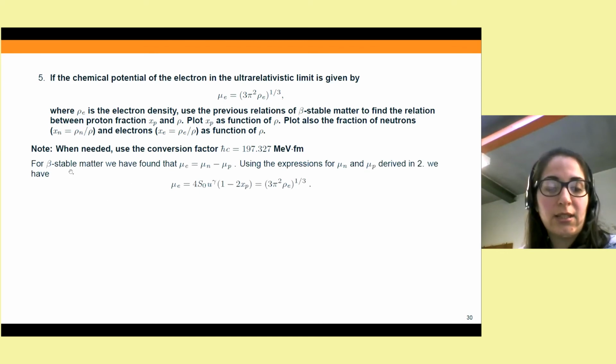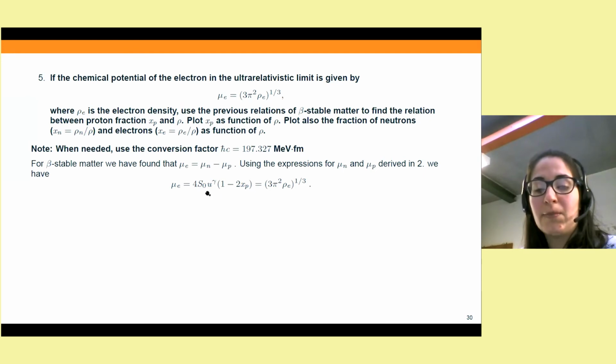So beta stable matter has told us that the electron chemical potential has to be the difference between the neutron chemical potential and the proton chemical potential. We have computed these two quantities before, and we saw that they were very similar except for some factors. So if we take the differences of the expressions that we derived before, this just takes this from here. And this has to be equal to the expression that they give us for the chemical potential of the electron in the ultra-relativistic limit. Okay.